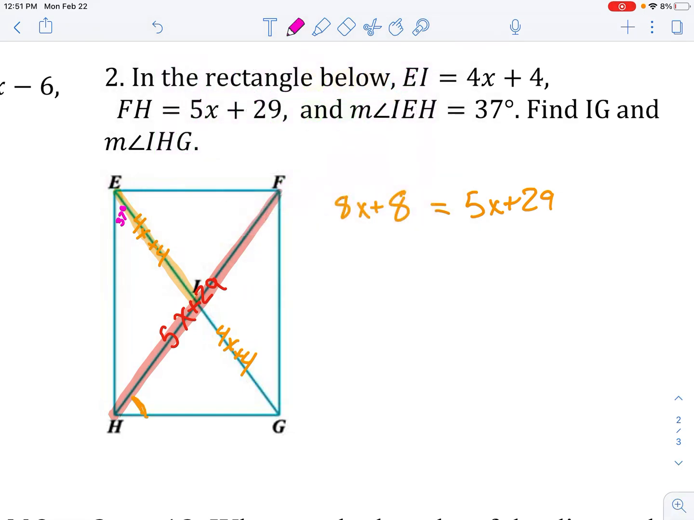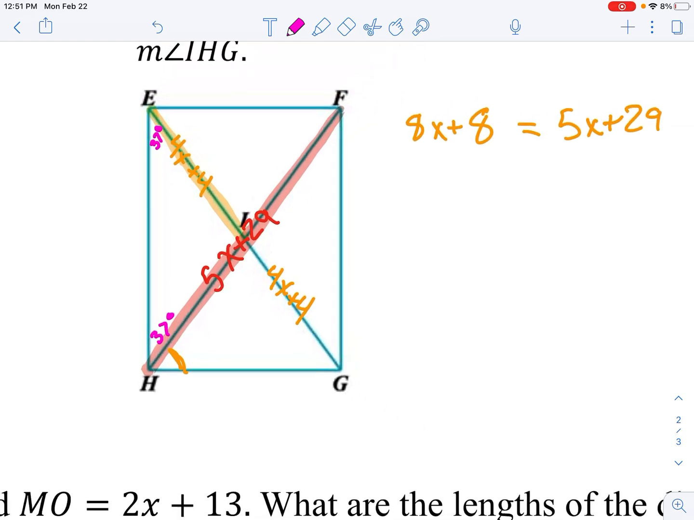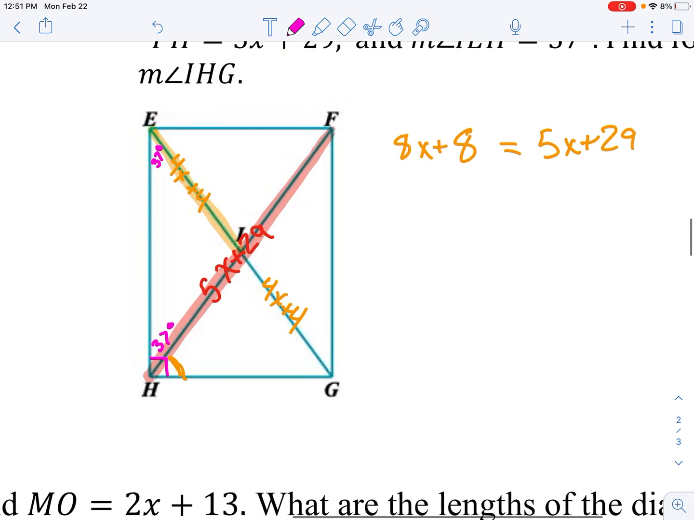Okay, so the first thing that I would do is I would note, okay, well then if that's 37 and these are all isosceles triangles, then that would also be 37 degrees. And if that's 37 degrees, but this is a 90-degree angle, I could take 90 minus the 37, and I would get 53 for that angle. And that's the one that I'm looking for, so yeah, that would be my answer for the measure of angle IHG.